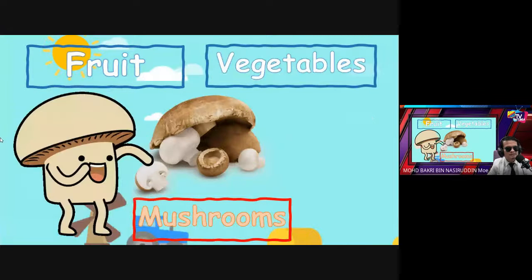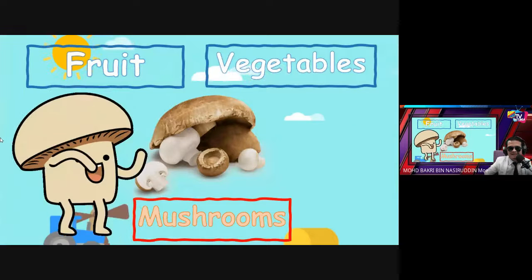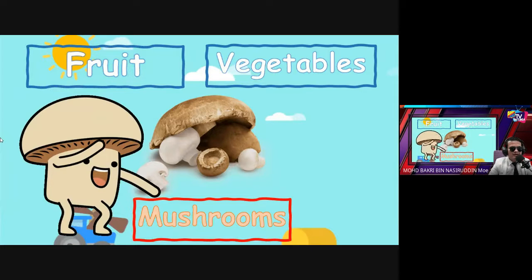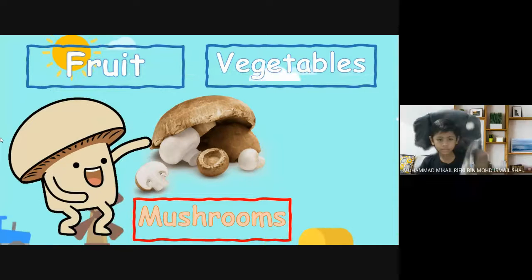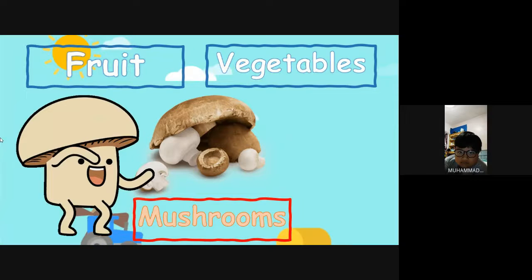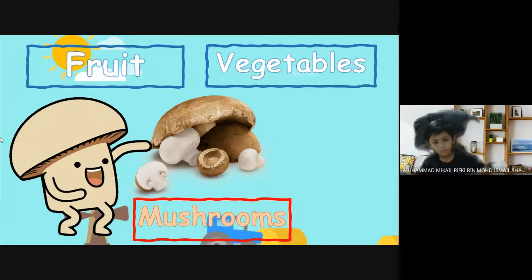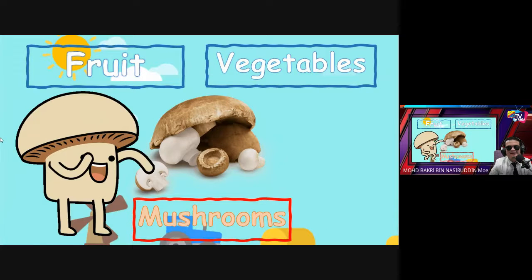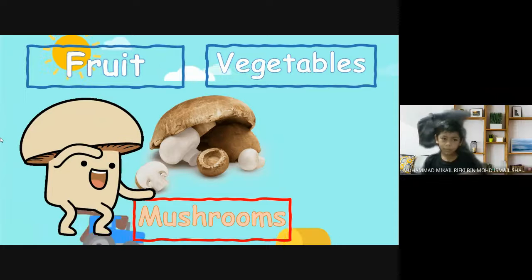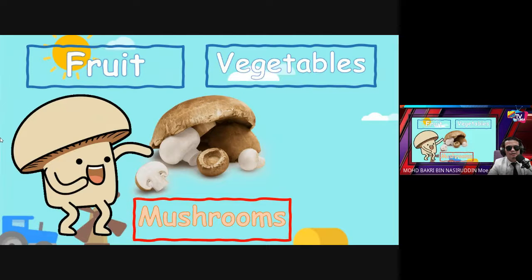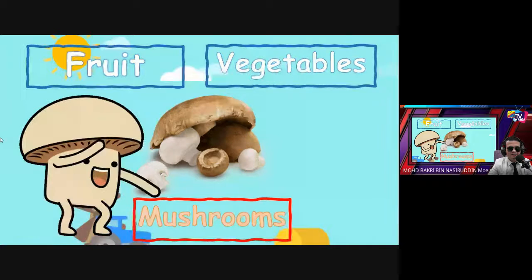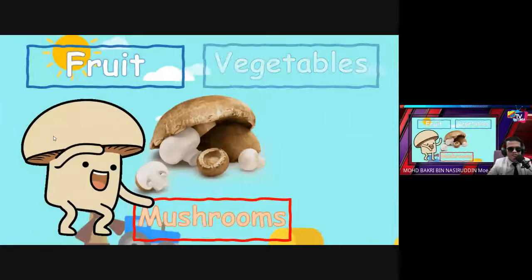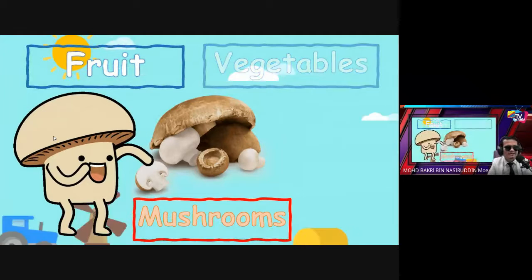It is dancing. Dancing tu menari. Okay, which one is correct? Fruit or vegetable? This is mushrooms. Vegetable. Jawab? Oh, very good. Mushrooms are vegetable. Okay, kalau awak suka boleh sebut. Mushroom is my favorite vegetable. Alright. Mushrooms are vegetable.